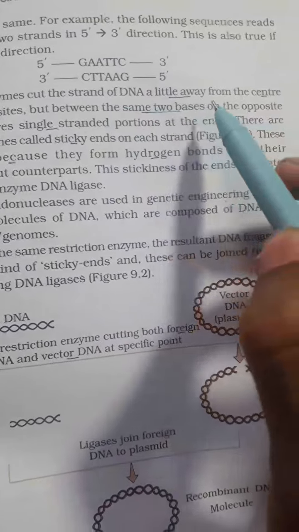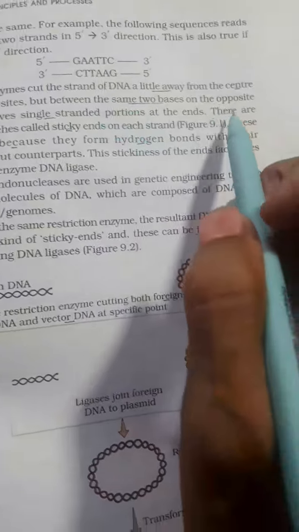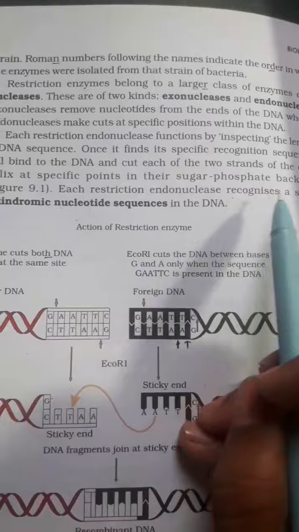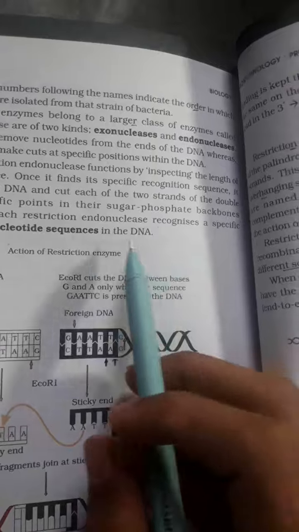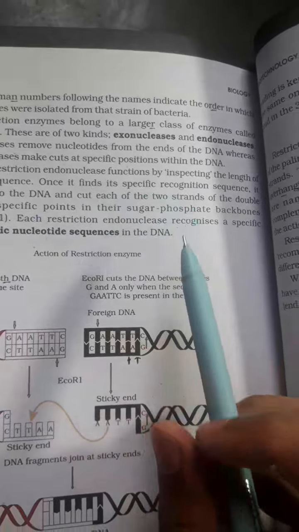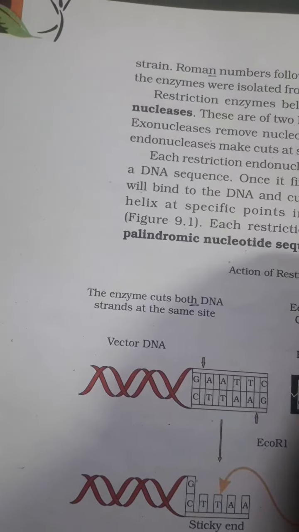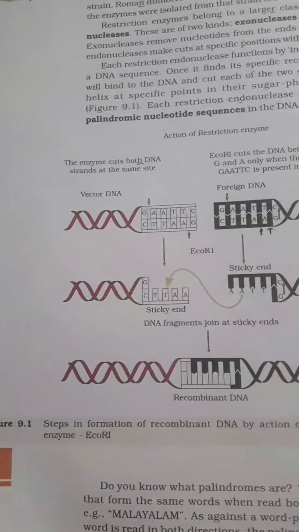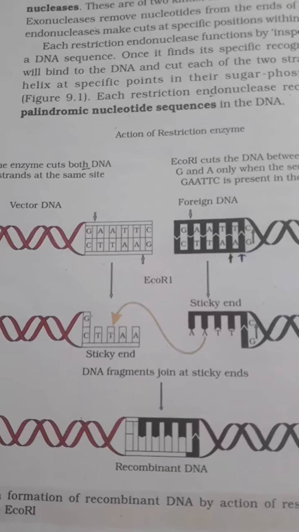cuts the strand of DNA a little away from the center of the palindromic sites, but between the same two bases on the opposite strands. And it says each restriction endonuclease recognizes a specific palindromic nucleotide sequence in the DNA. It's talking about the EcoRI restriction endonuclease enzyme, EcoRI.